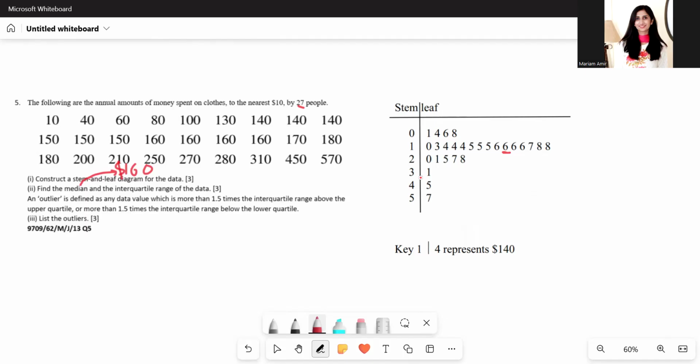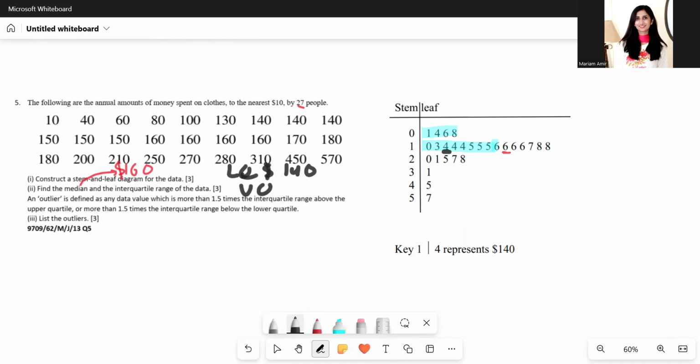And now we need the interquartile range. For that, we need the lower quartile first. For lower quartile, look at these data values before the median. These are 1, 2, 3, 4, 5, 6, 7, 8, 9, 10, 11, 12, 13 in number. So their middle value would be 13 plus 1 divided by 2, the value on the 7th position. Seventh position has 1, 2, 3, 4, 5, 6, 7. This value, which is 140. So lower quartile is $140.